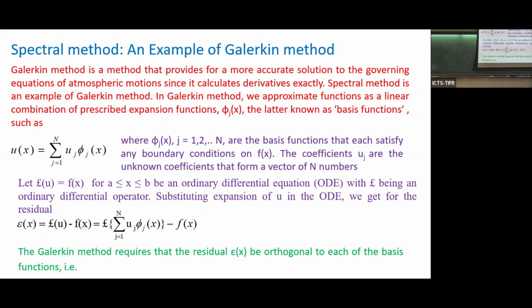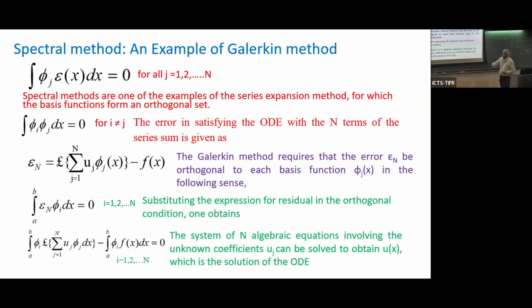Now the Galerkin method says the error has to be orthogonal to the basis function. So that condition is the integral of phi j times the error over dx should be equal to 0. Okay, and spectral methods basically also have the property that the basis functions have to be an orthogonal set. So I put the condition of orthogonality, error times the basis function integrated over a to b dx equal to 0, j running from 1 to n. So we have a system of n algebraic equations here.